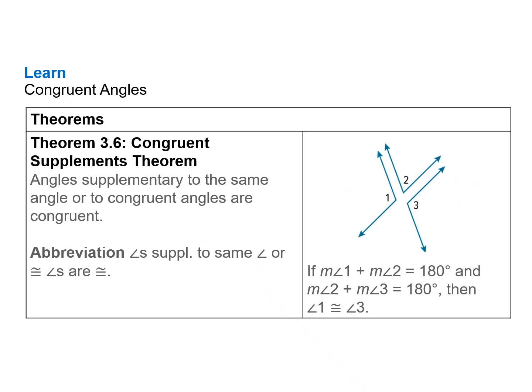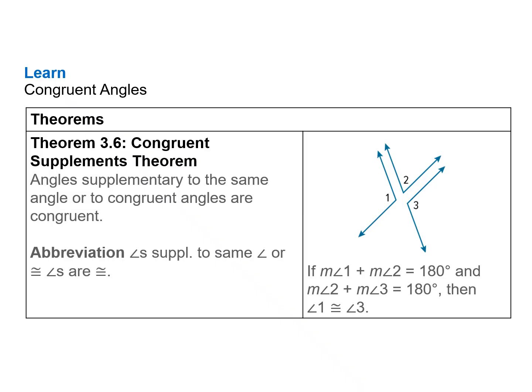Looking at our congruent supplements theorem: angles supplementary to the same angle or to congruent angles are congruent. If the measure of angle 1 plus the measure of angle 2 equals 180, and the measure of angle 2 plus the measure of angle 3 equals 180, then angle 1 is congruent to angle 3. Angle 1 has to be congruent to angle 3. So the abbreviation is: angles supplementary to the same angle or to congruent angles are congruent.